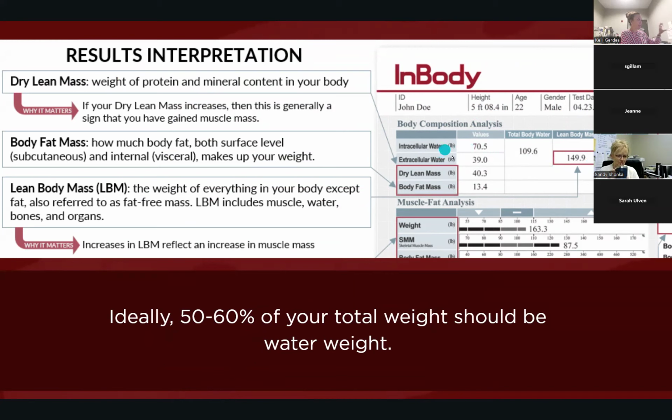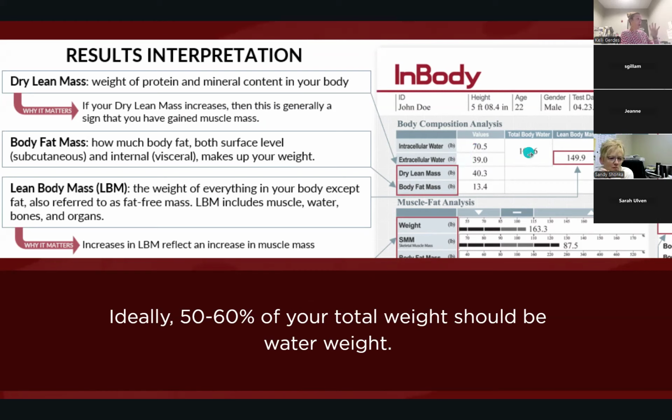We'll start at the top with your water. You have intracellular and extracellular water. Intra means inside, so this is the amount of water inside your cells, and of course, extra is outside of the cells. We definitely want water inside our cells, right? So it can be used. Ideally, you want almost double the intracellular to extracellular water.